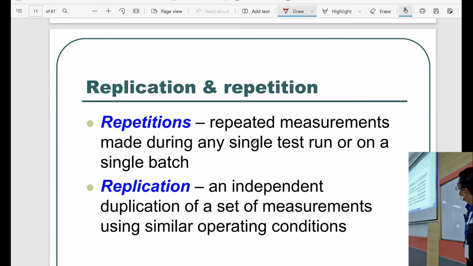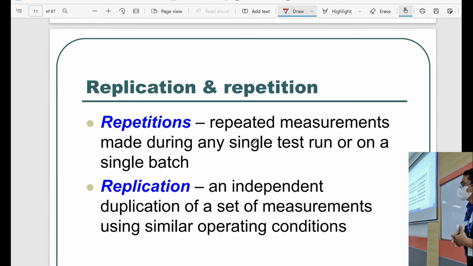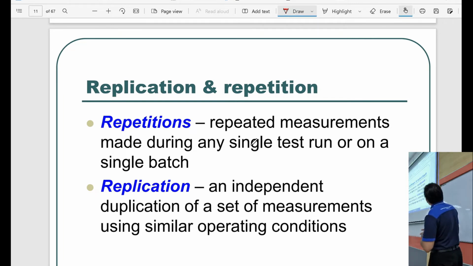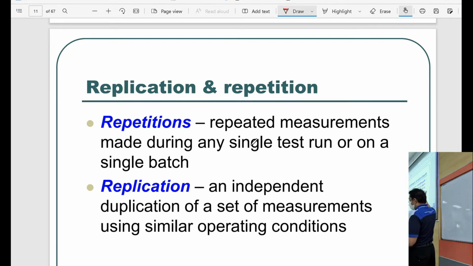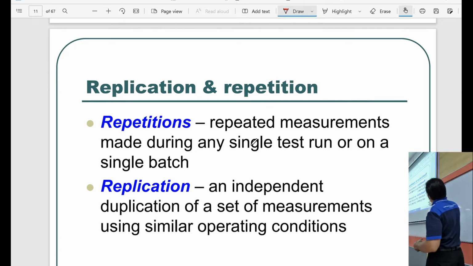Alright, so remember all these steps. We have 6 steps in the experimentation plan. If I give you some case, and I want you to design your own test plan, you use those 6 steps to design your own test plan. Okay.